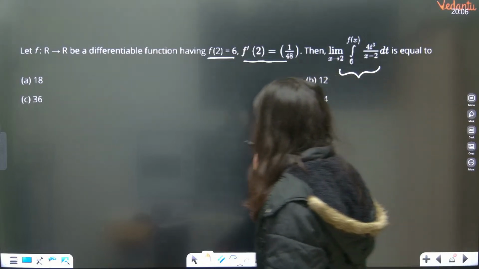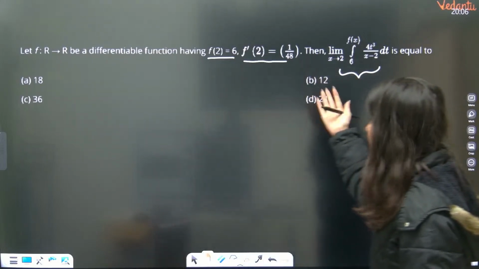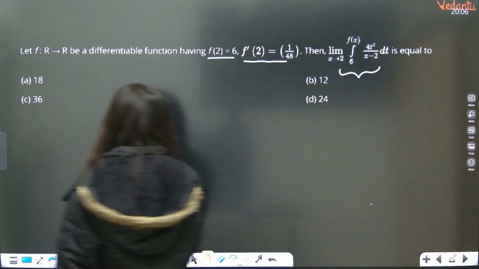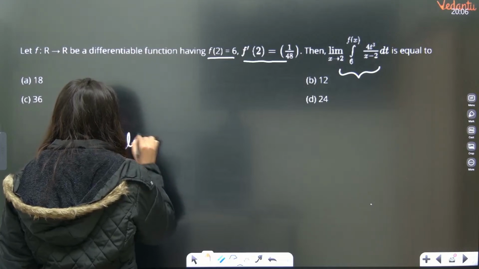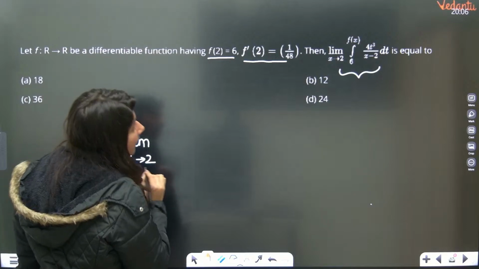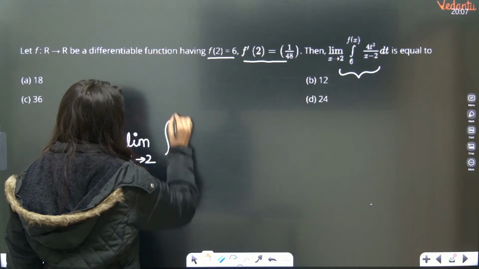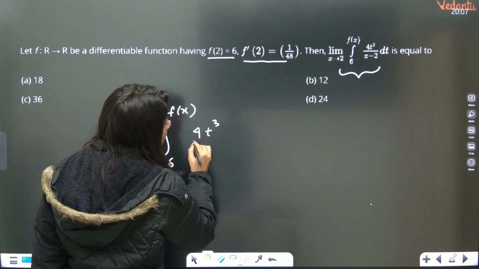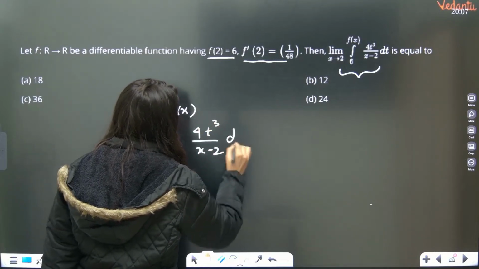Okay, so this is a differentiable function having f of 2 given, f dash 2 given, and we are looking for this. Now understand. Limit x tends to 2, integral of 6 f of x, this is 4t cube upon x minus 2 dt.